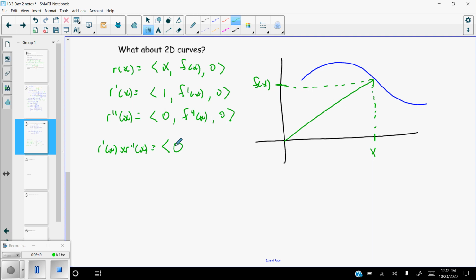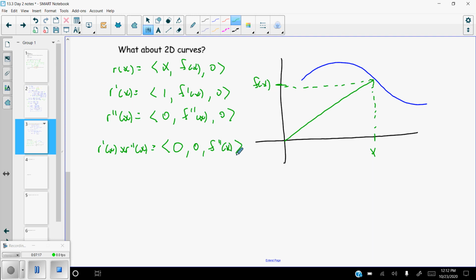I just noticed that my double prime here in the step above kind of looks like a 4, so I'm going to make that a little clearer. There we go. The j row and column, if I get rid of the j row and column here, I'm going to get 0 minus 0, which is 0. And then if I get rid of the k row and column, it looks like all I have is f double prime of x minus 0, so we get f double prime of x.